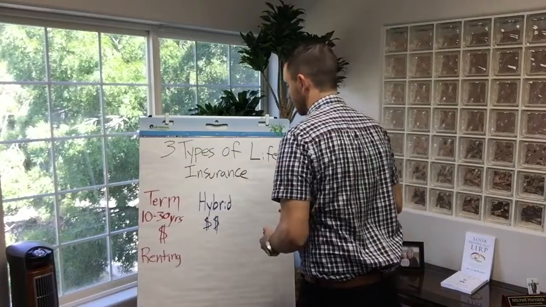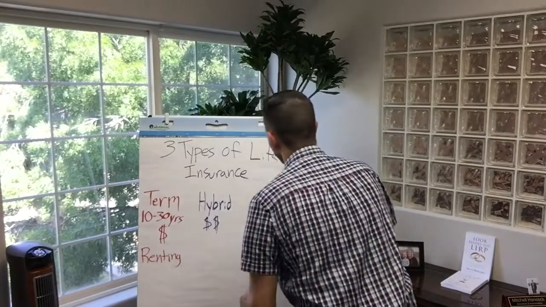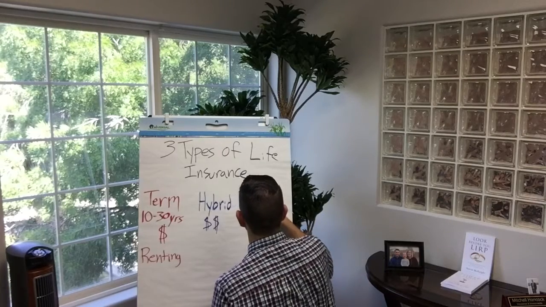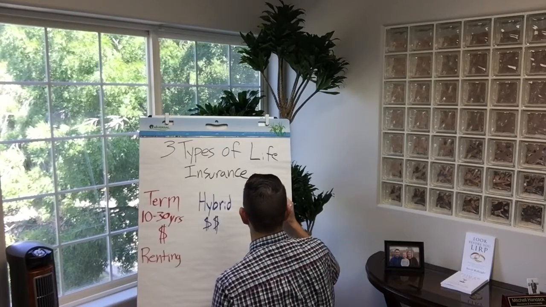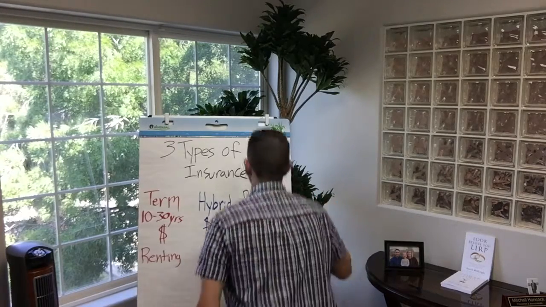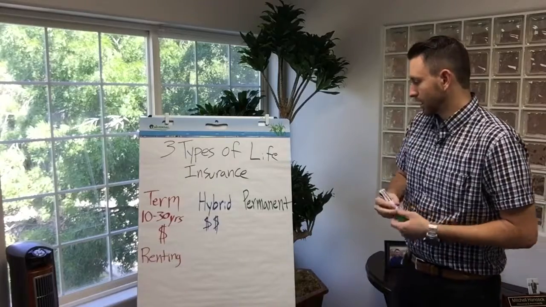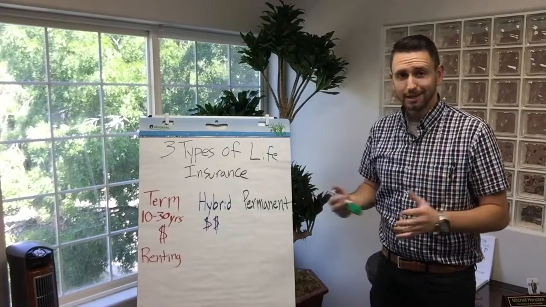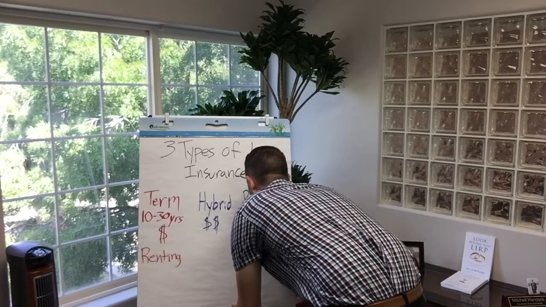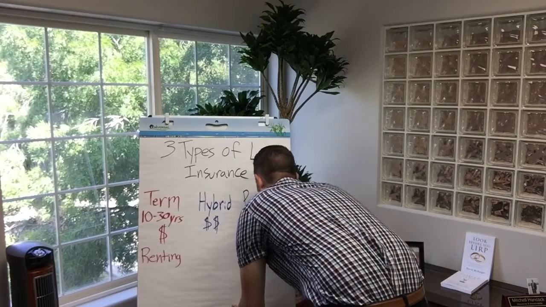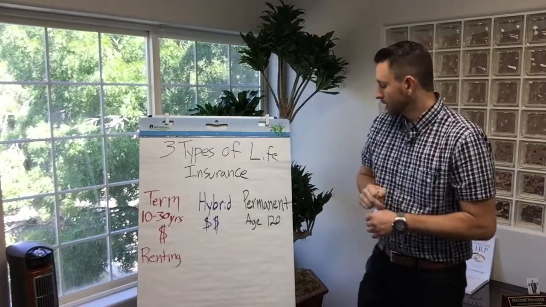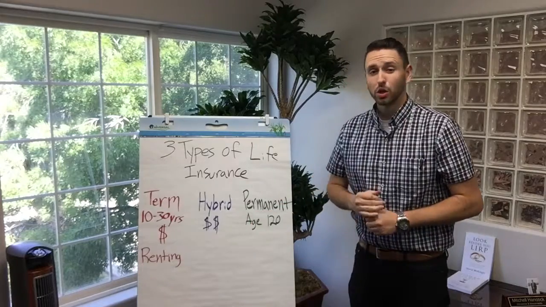I have a couple hundred thousand of term, but I hold the vast majority of my life insurance in what we call permanent life insurance. Now, permanent life insurance, for all intents and purposes, is quite that. It can take you up to age 120, and in some cases even age 121, but most permanent life insurance contracts go out to age 120.